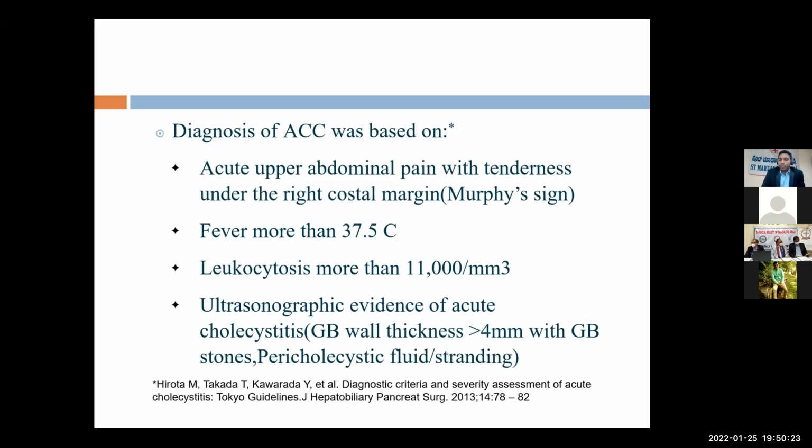So the diagnosis of acute calculous cholecystitis, which we have defined, was based on the Tokyo classification, where they say acute upper abdominal pain with tenderness under the right costal margin, that is Murphy sign, and patient having fever of more than 37.5 degrees Celsius, and leukocytosis with total counts of more than 11,000, and the most important ultrasonographic finding showing a GB wall thickness of more than 4 mm with pericholecystic fluid collection.